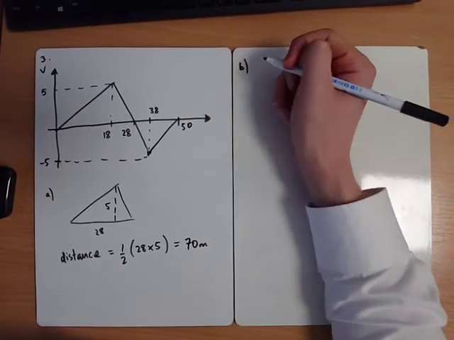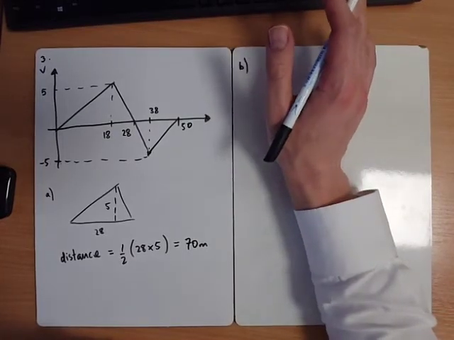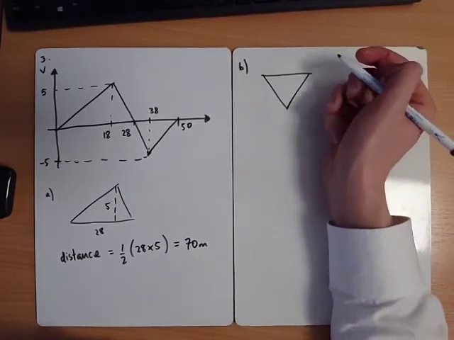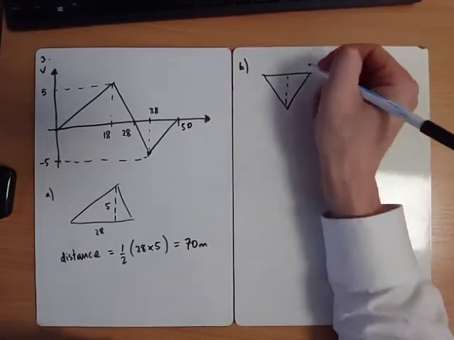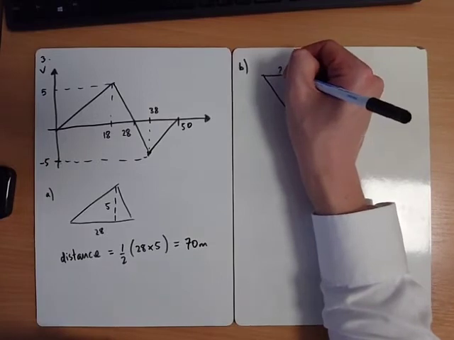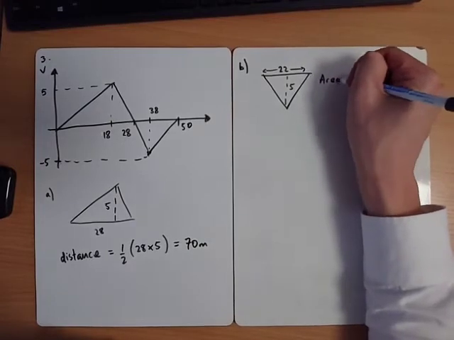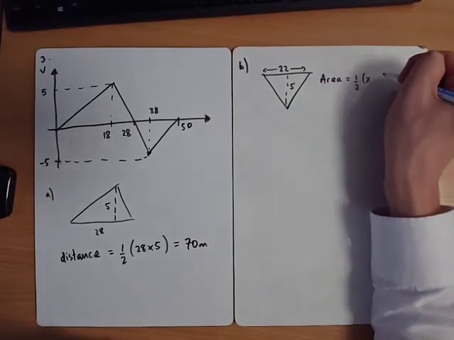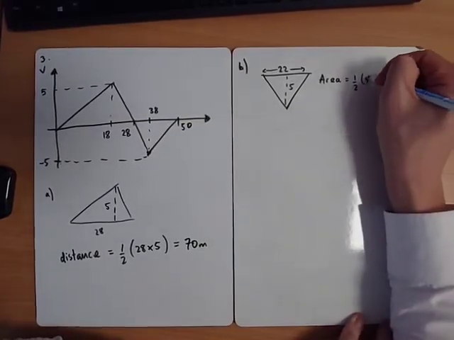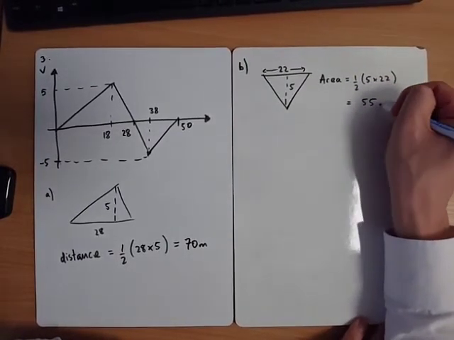Part B says calculate the total distance. Now we've got to be really careful with the term that's used. Total distance, it doesn't say displacement. In the second stage of motion, we've got another triangle. The height of the triangle is 5. The base goes from 28 to 50, so the base of this triangle is 22. So this area would be a half times 5 times 22, which would give us 55 meters.